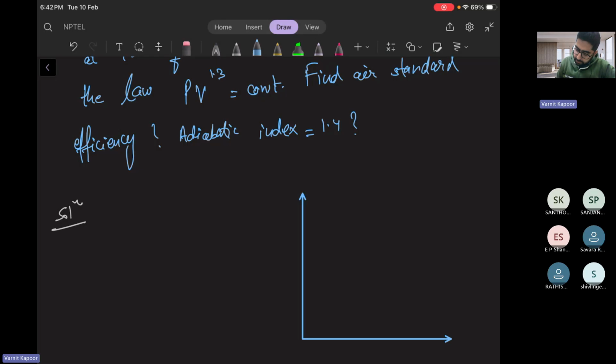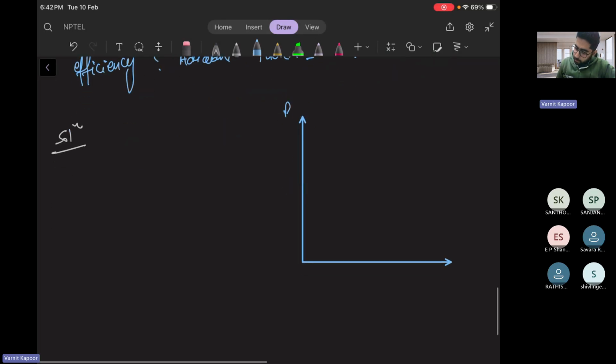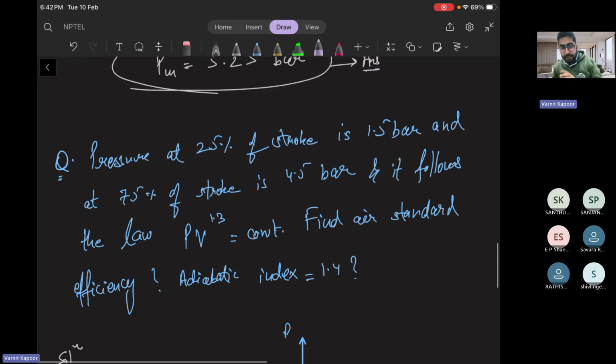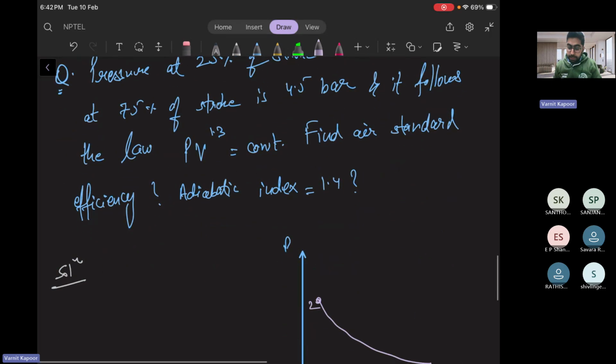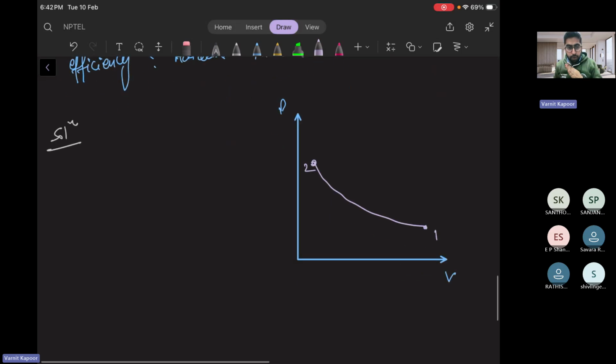The compression process eventually on P and V. So let's make a compression process from point 1 to point 2. It is said that at 25% of the stroke... What do we mean by 25%? Strokes start from 1 to 2 during the compression. So from position 1 to 25%, let us say 25% happens till here.